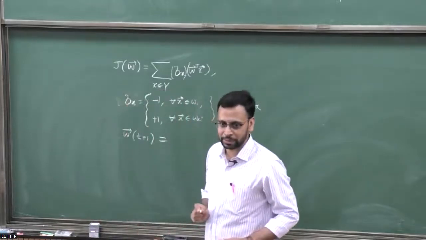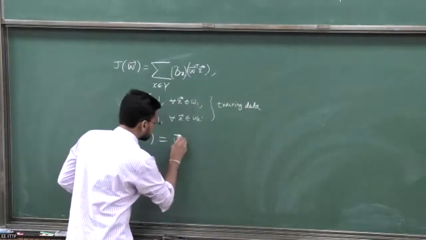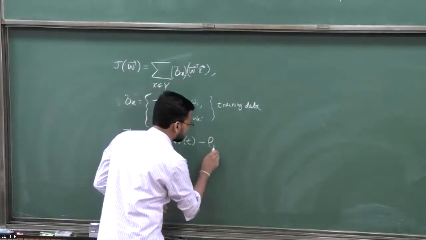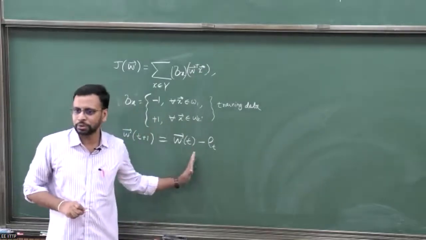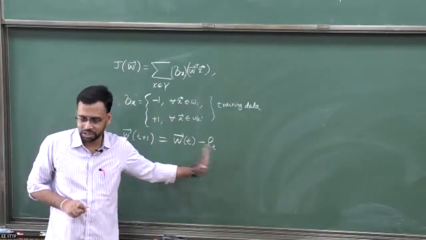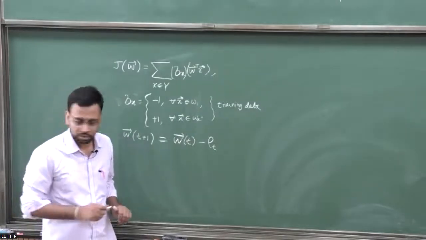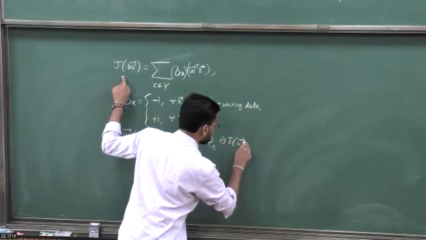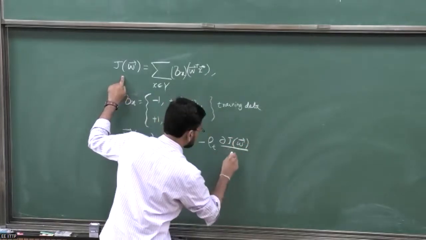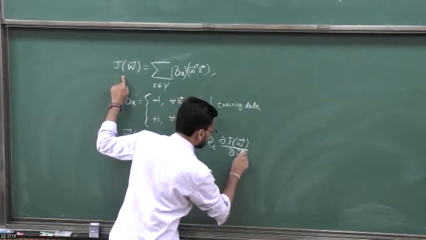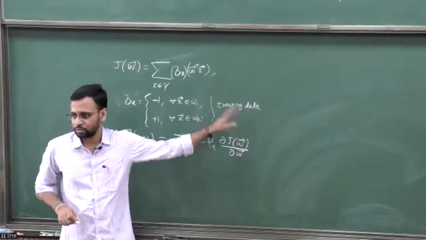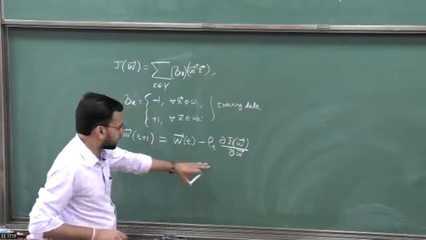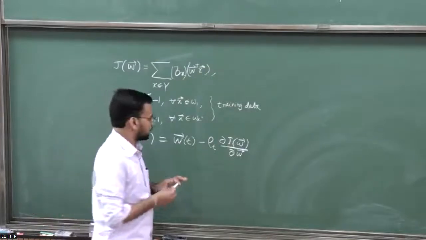w bar of t plus 1 equal to w bar of t minus, okay, any variable you could take, for me let's say rho t, some value which you can vary for each iteration, into del J of omega bar by del, sorry, it's not omega bar, w bar. Omega for us is omega 1 and omega 2; weights we are calling w. This algorithm is referred to as gradient descent.